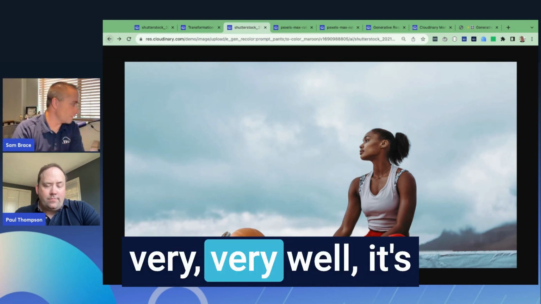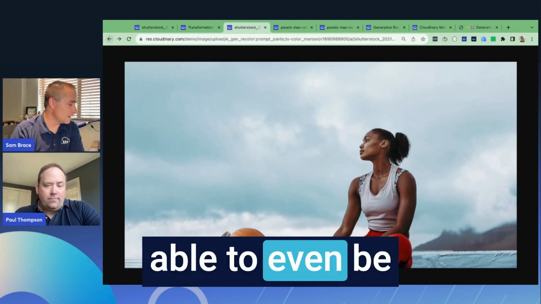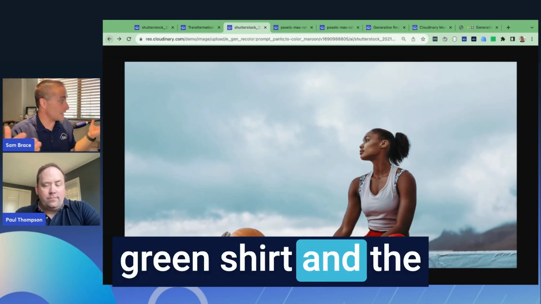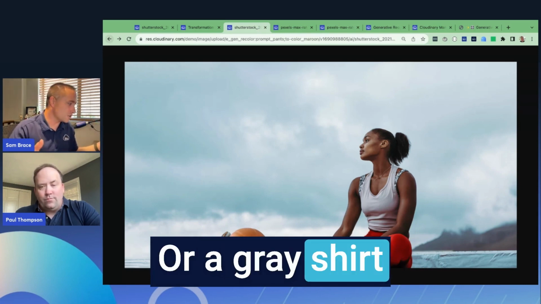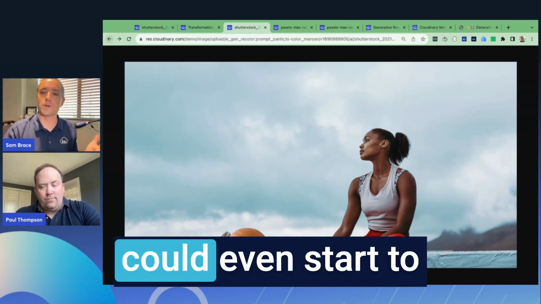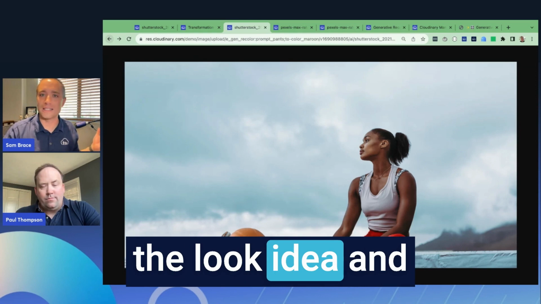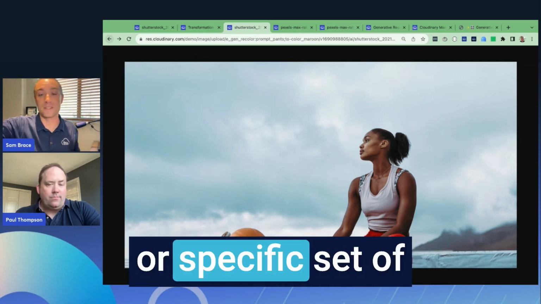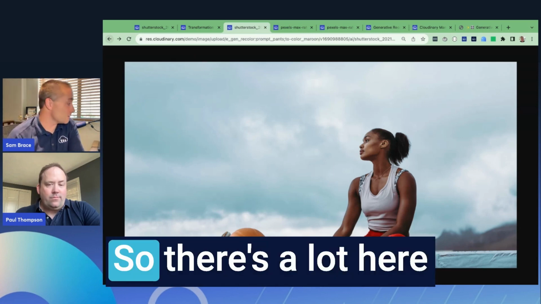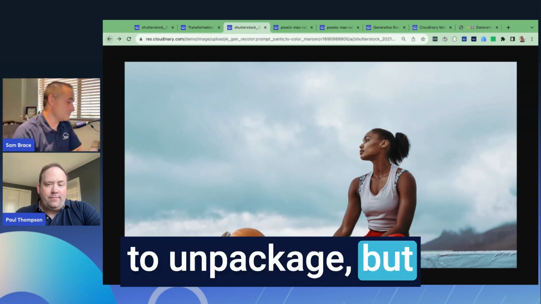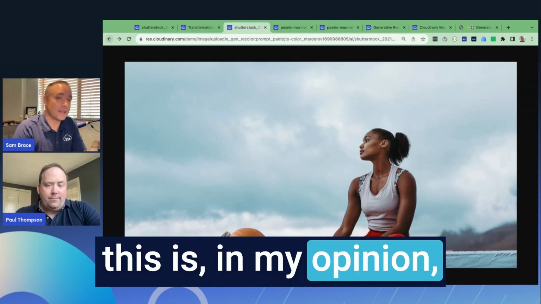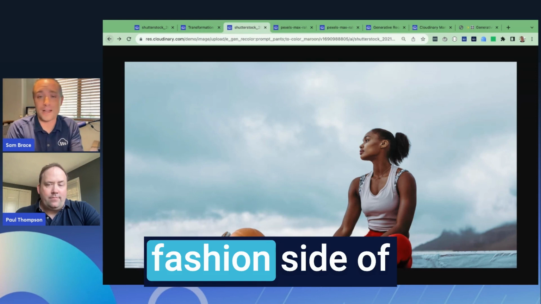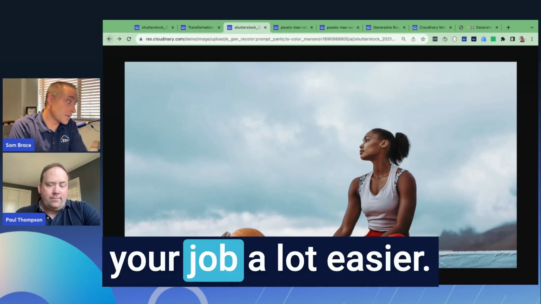And as you showed very, very well, it's able to even tie into color combinations to say, what would this look like with the green shirt and the blue pants together, or a gray shirt with the red pants together? So people could even start to do that whole shop the look idea and see what they would look like with a specific object or a specific set of things that they're going to purchase. So there's a lot here to unpackage, but this is, in my opinion, saving a lot of time. And this makes someone on the e-commerce, fashion side of things, their job a lot easier.